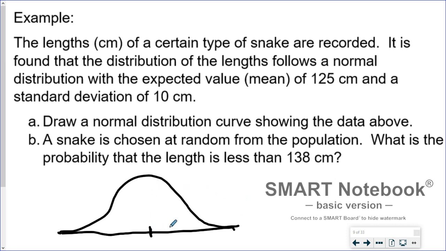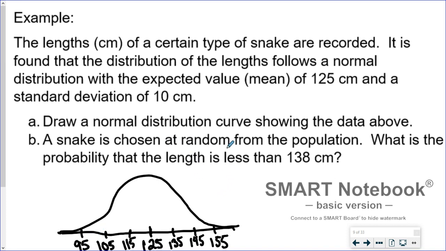All right, and then we have 1, 2, 3, 1, 2, 3. If the mean is 125, that will always go in the middle. My standard deviations are 10, so this way I'm going up 10 each time. So 135, 145, 155. And here we would have 115, 105, 95.